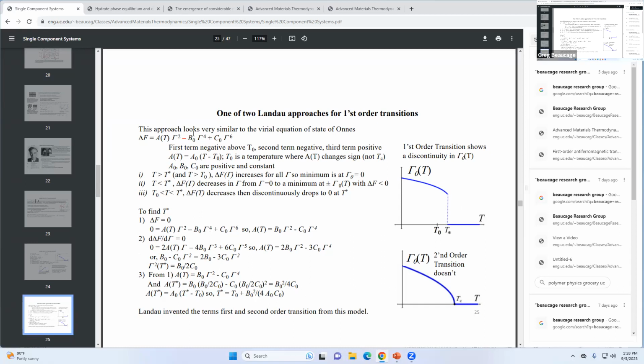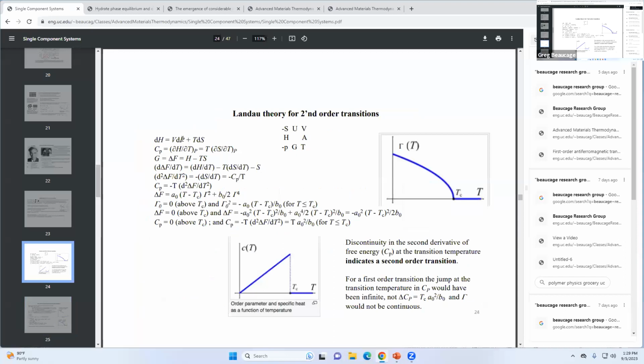So the trick is, the red thing is the important thing. You set B naught to be a negative number. A naught, B naught, and C naught are defined as positive. So to make B negative, you put a negative here, right? And in the second order, B's positive here, right? And there's no extra 6th order term to deal with that.